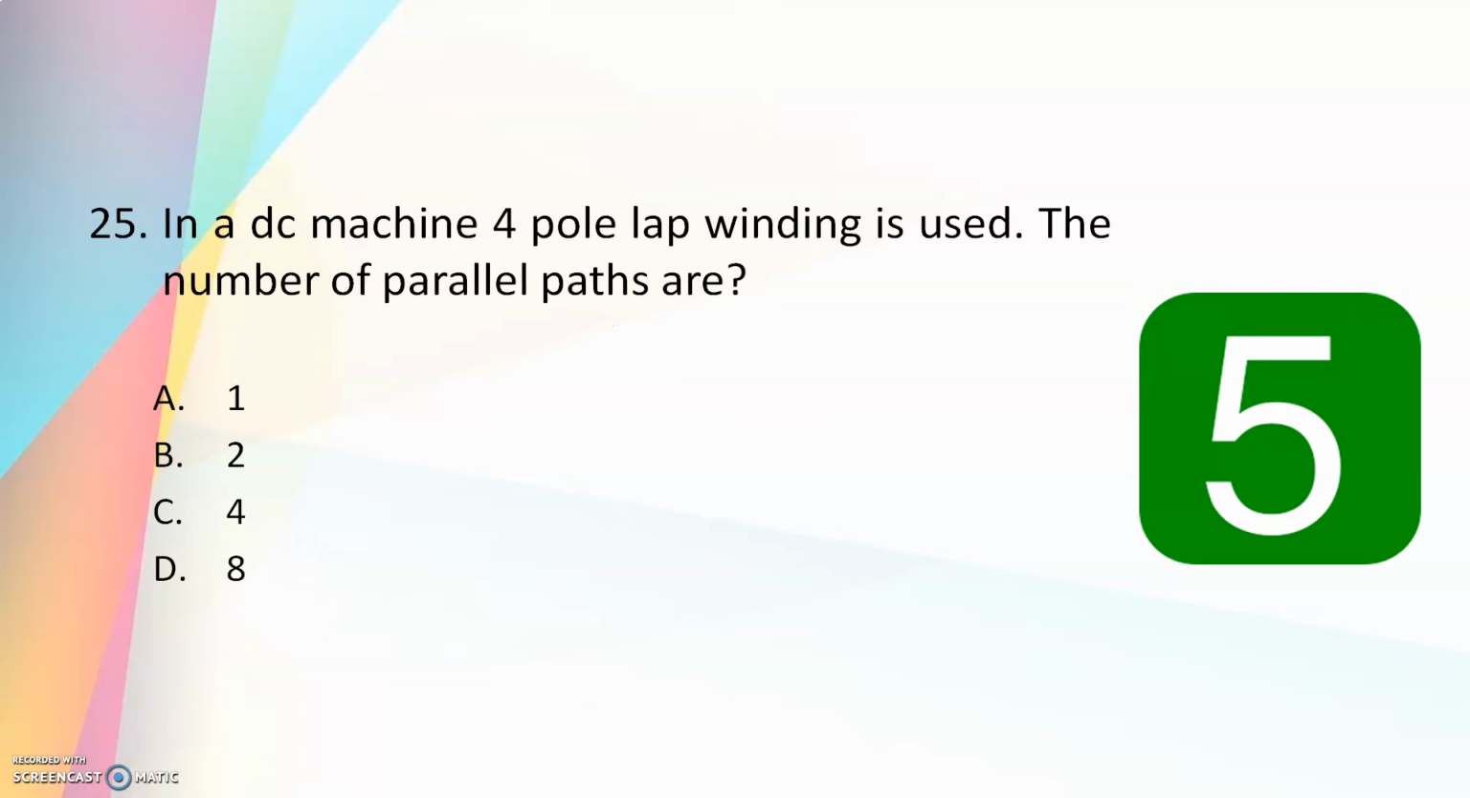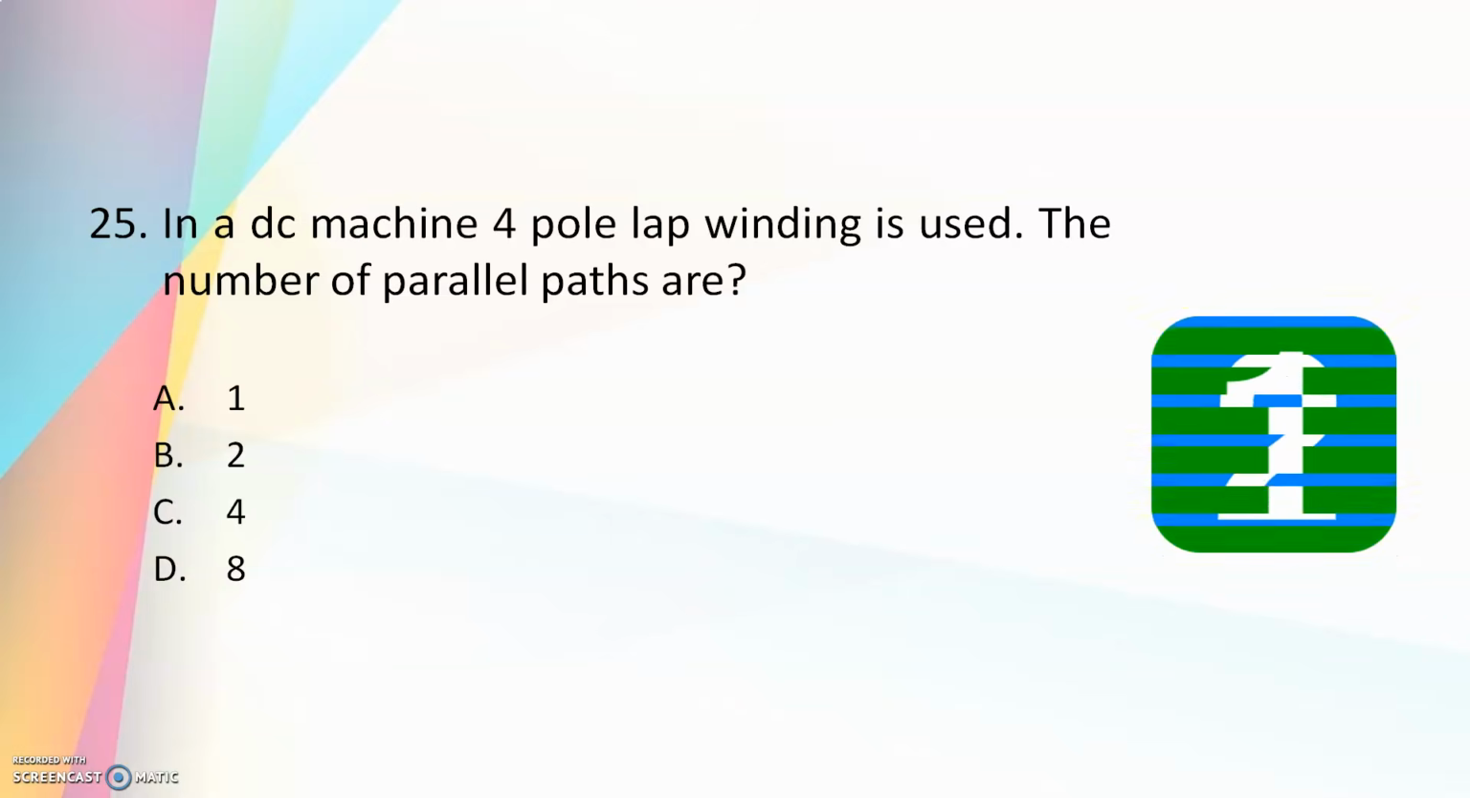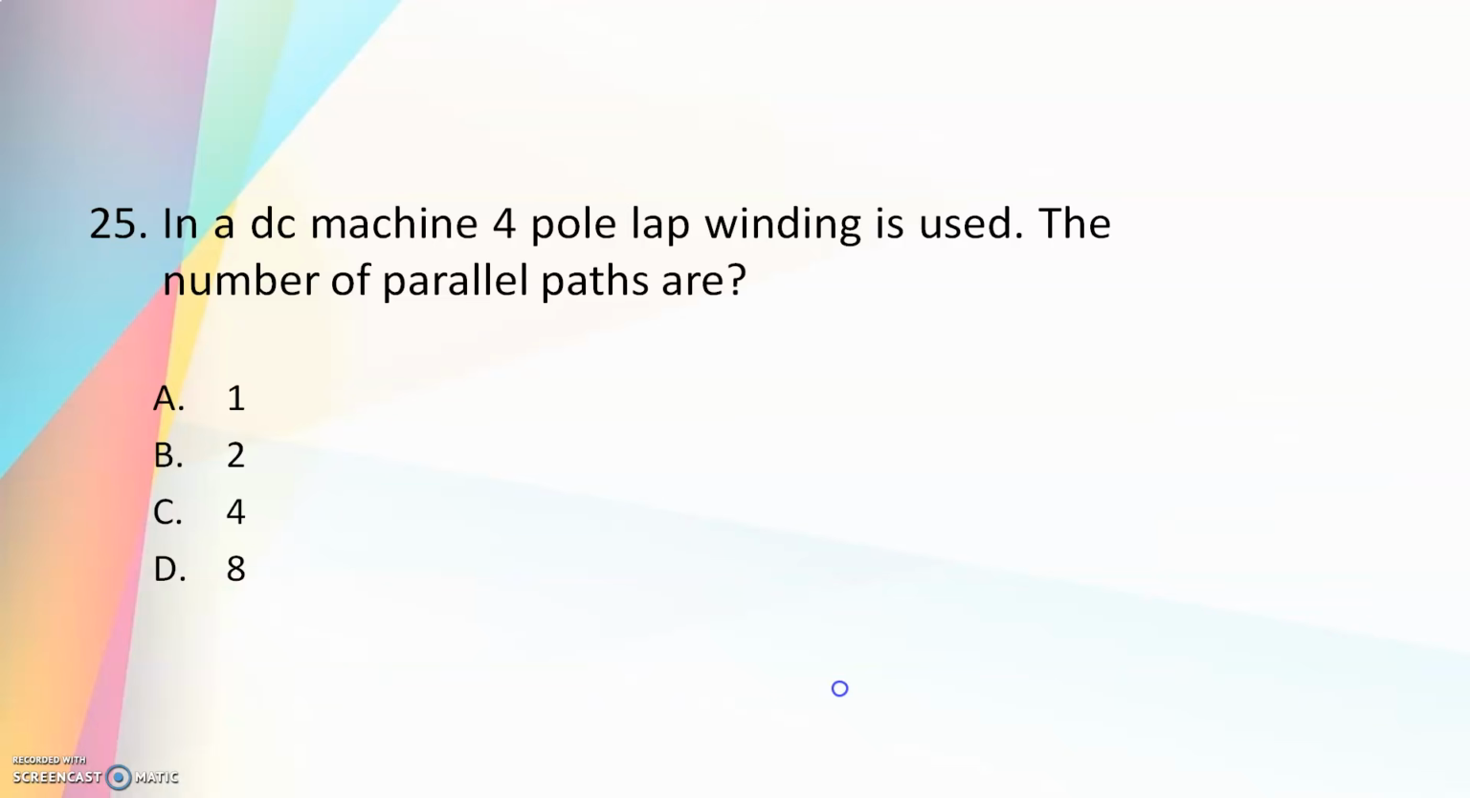The final question. In a DC machine, 4-pole lap winding is used. The number of parallel paths are 1, 2, 4, 8. And the answer is 4 because in a lap winding, number of parallel paths is equal to the number of poles. So that is all for this video.